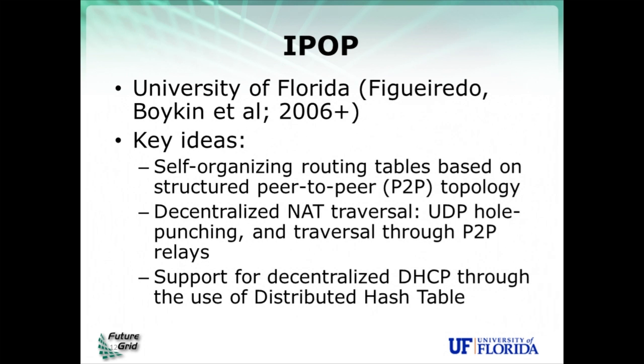And finally, IPOP from the University of Florida. I'm involved in it myself, along with Oscar Boykin, formerly at UF, and our collaborators. The key ideas here were that, compared to previous work, we wanted to support routing tables that are self-organizing rather than managed. They use a structured P2P topology for fault tolerance, self-configuration, and scalability. Another key aspect was NAT traversal in a decentralized fashion, not requiring centralized servers to negotiate the traversal of NATs.